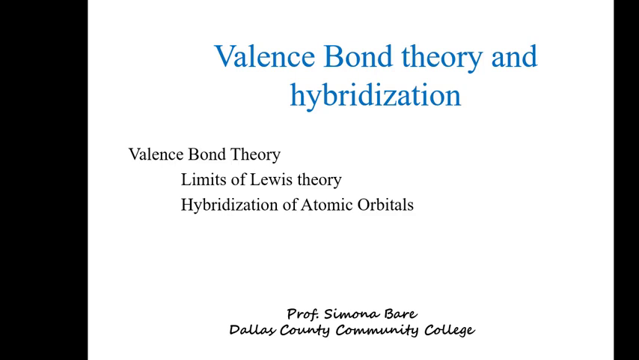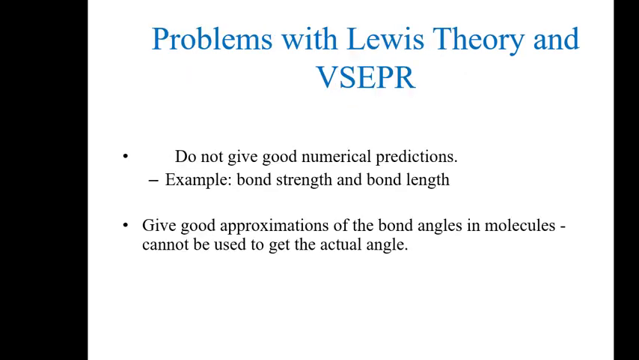In this lecture, we're going to talk about valence bond theory and hybridization. Now, the reason why we need a different theory other than the Lewis theory is because Lewis theory does not give good numerical prediction. We've seen examples of bond lengths. So say, for example, the distance between two hydrogens in an H2 molecule or two fluorine in an F2 molecule are different. However, according to Lewis theory, these distances will be the same.